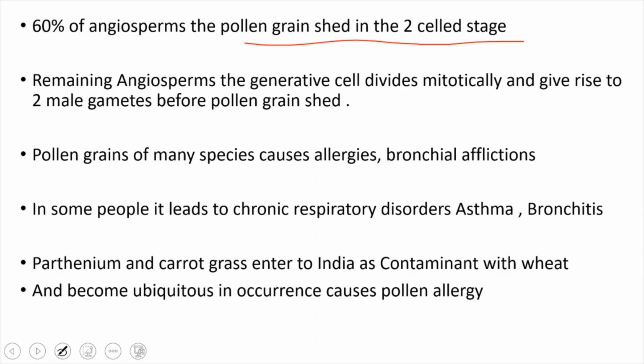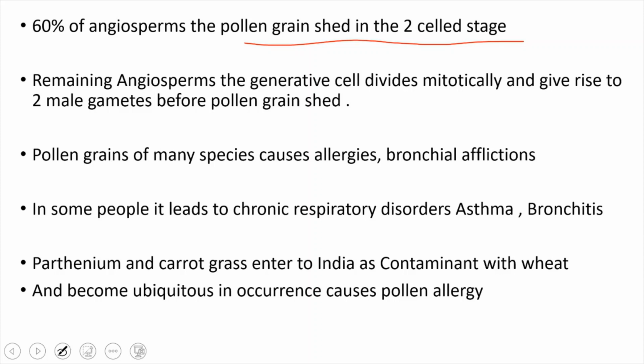Some of the angiosperms, when the pollen grain reaches maturity, have a vegetative cell and a generative cell, but the generative cell divides and gives rise to two cells. Now this stage we call the three cell stage. At this stage, the pollen grains will shed in some of the angiosperms. Example, wheat. In wheat, the pollen grain sheds at the three cell stage. In 60% of the angiosperms, the pollen grain sheds at the two cell stage, right?